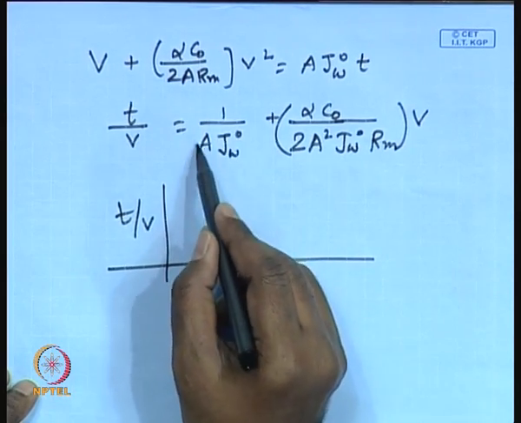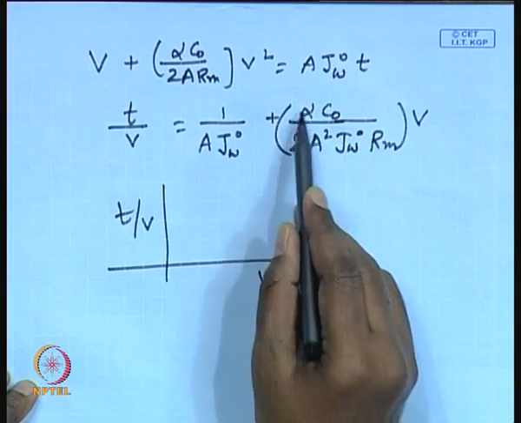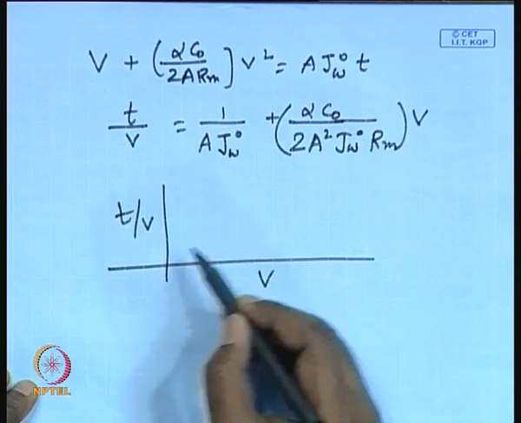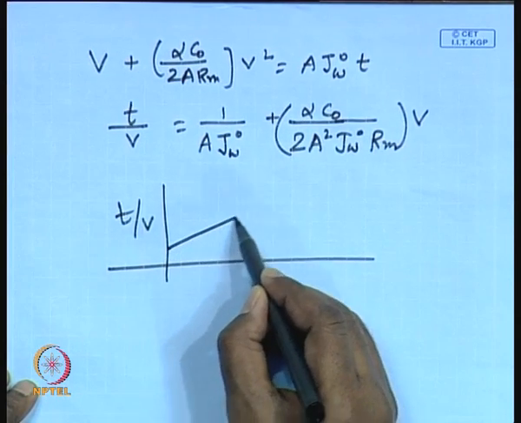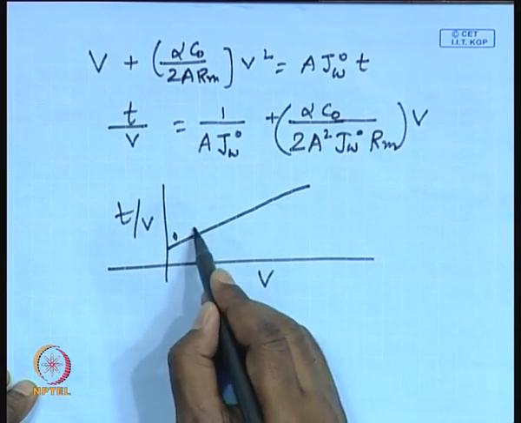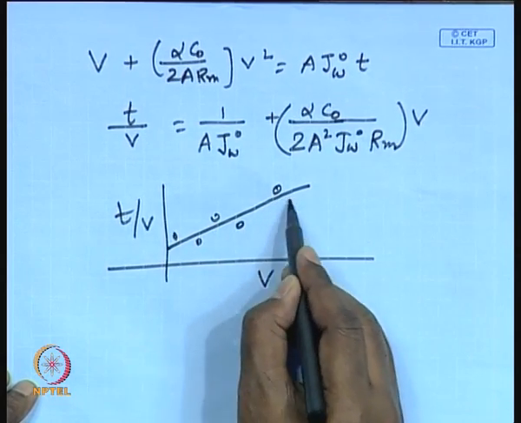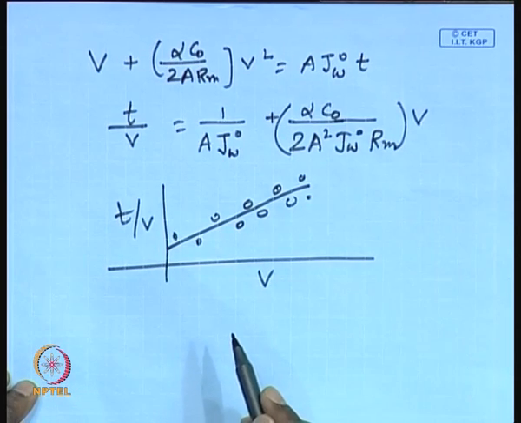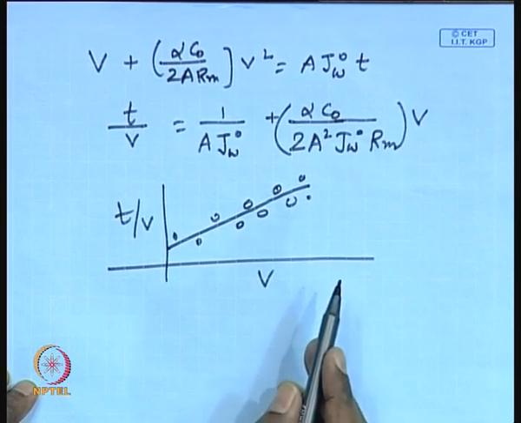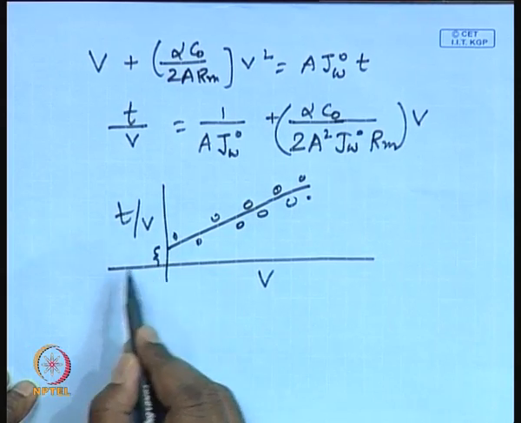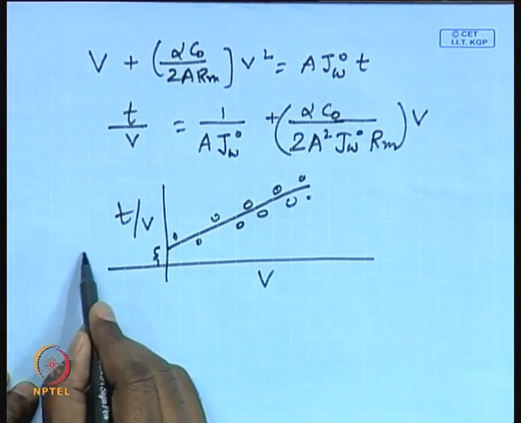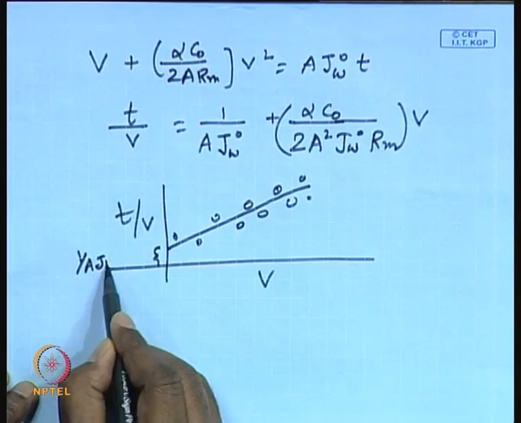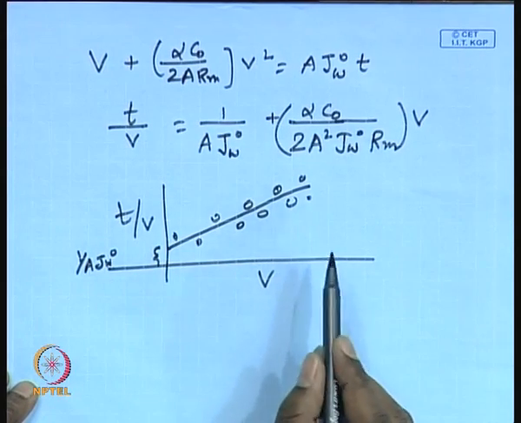The intercept will be given by this quantity, the slope is given by this quantity, right. So, you will be getting a straight line something like this. Okay. So, the intercept is given by 1 over A JW0 and the slope is given by this.